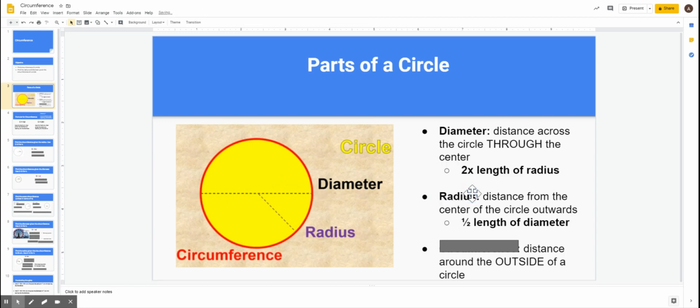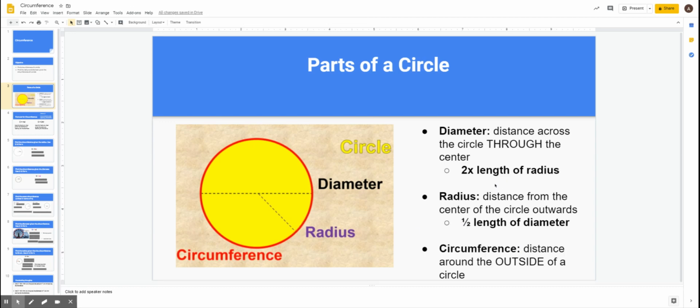Your next word that you need to know is the radius. The radius is the distance from the center to the outside of the circle. The diameter is 2 times the length of the radius. Or you could think of it as saying the radius is half the size of the diameter. So if I told you that the diameter is 10 centimeters, then the radius would be 5 centimeters.